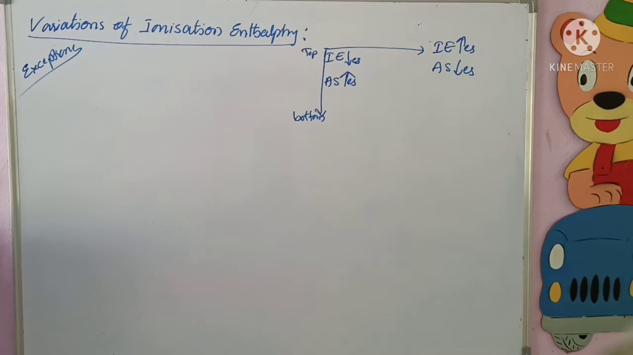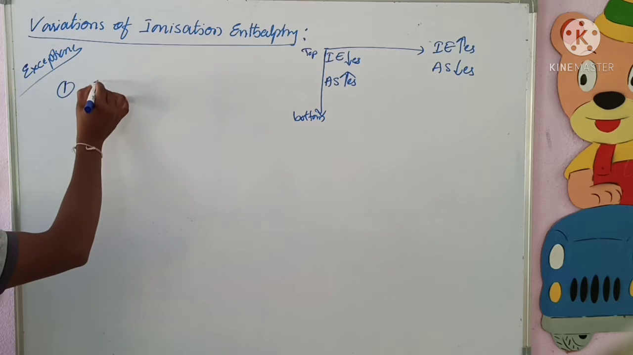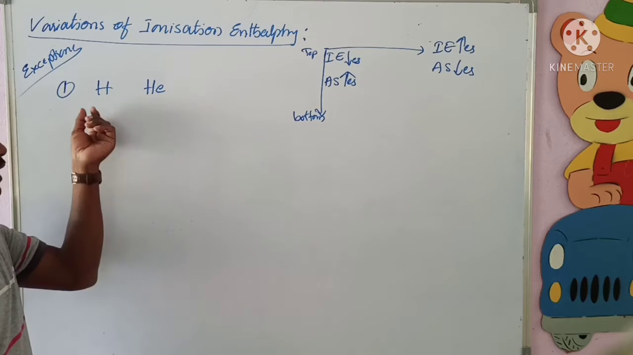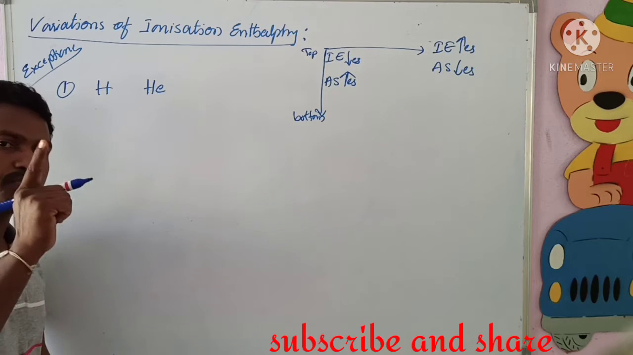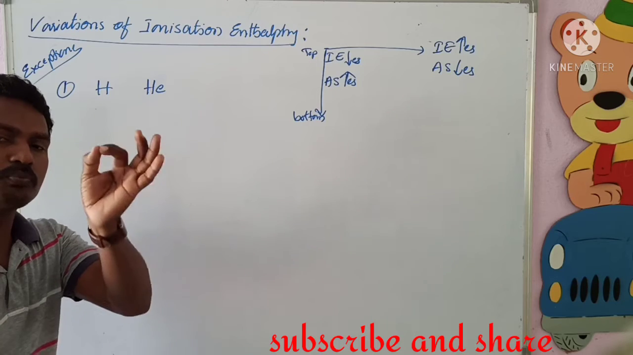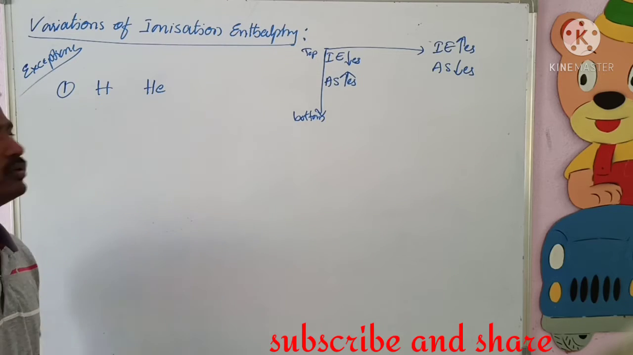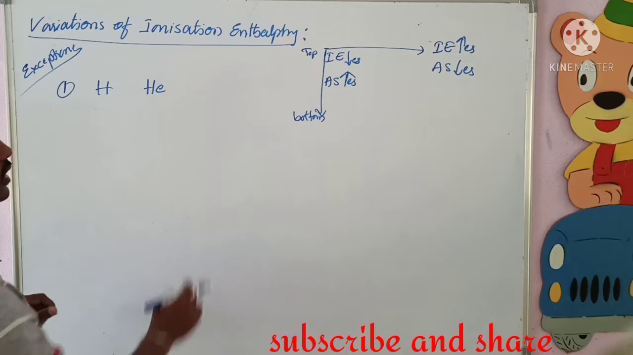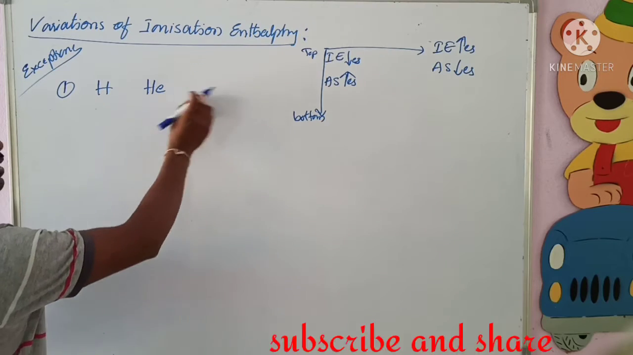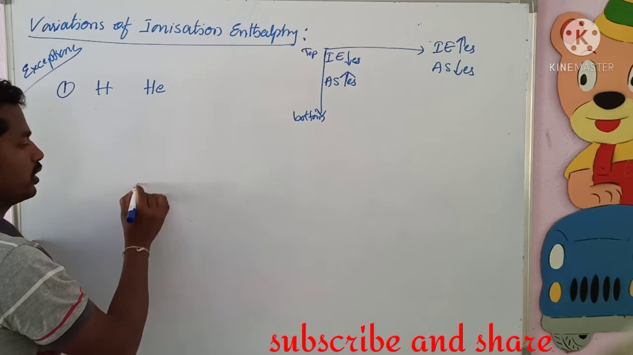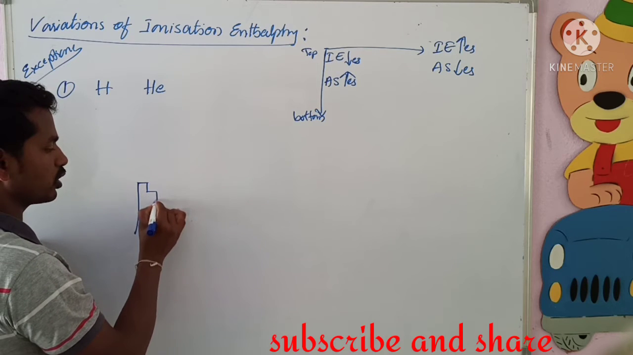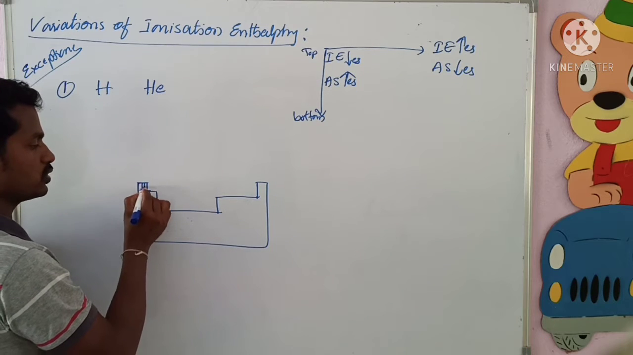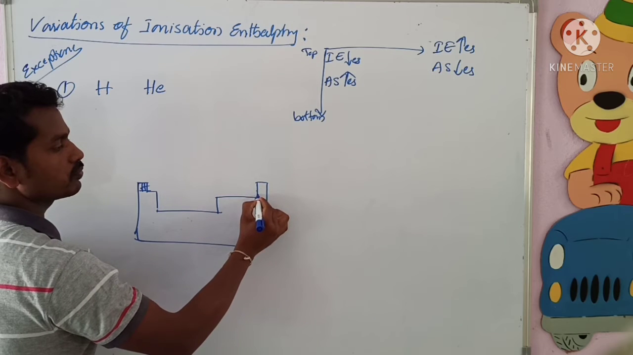This is the concept. Take the first one, hydrogen and helium. Hydrogen and helium both belong to the first period elements. That is the shortest period in the periodic table. Hydrogen and helium are located here: this is the left side first element, and this is the right side last element. We are drawing the outline of the modern periodic table. Here is the hydrogen, here is the helium.